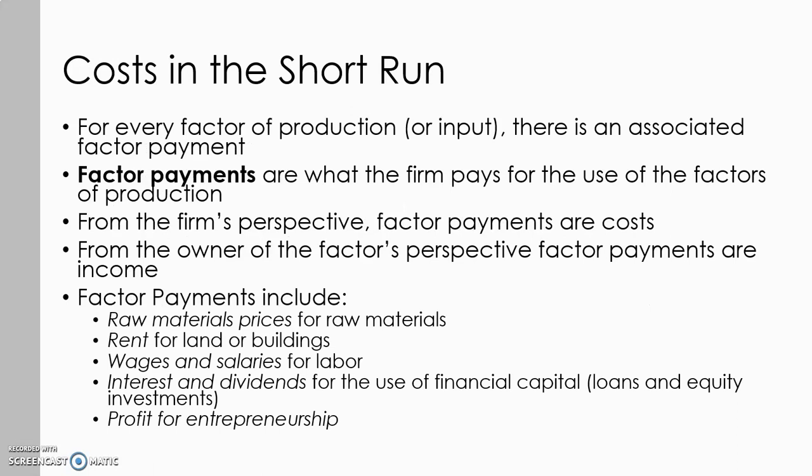In the short run, there are going to be a bunch of costs that businesses have to take into account. Those are what we call factor payments. They're what the firm pays for the use of those factors of production: land, labor, physical capital, entrepreneurship, human capital, right? So those are costs, but from the owner of the factor, that is the worker or the person renting out the land, it's income. We've got some examples of factor payments at the bottom.